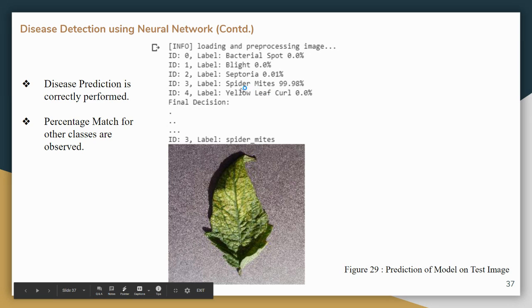Here we can see that spider mites matches with a percentage of 99.98%, which is actually the original result, as we have taken this image from the spider mites dataset itself. So the disease prediction is correctly performed by the neural network.